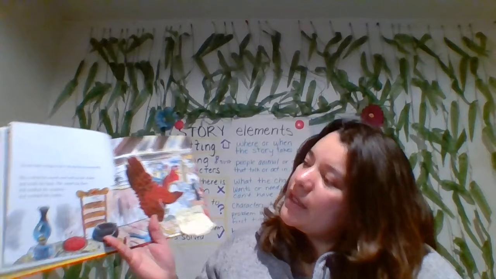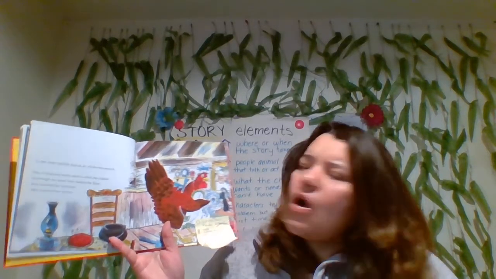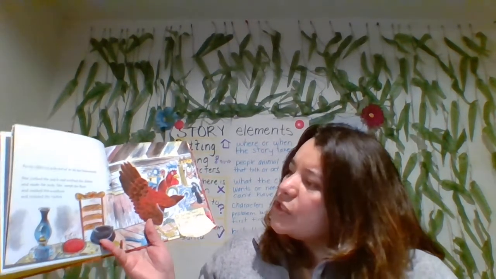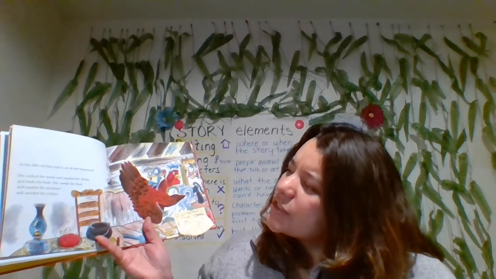So the little red hen had to do all the housework. She cooked the meals and washed the dishes and made the beds. She swept the floor and washed the windows and mended the clothes. Oh my, look at her facial expression. It doesn't say so here in the book, but I'm going to make an inference.